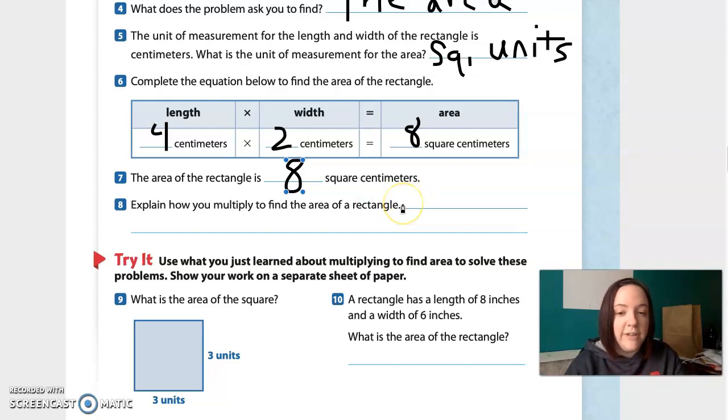Explain how you multiply to find the area of a rectangle. So let's explain that out loud. When we are multiplying to find the area of a rectangle, we are going to do what? Width times length, or length times width. It's going to be the same thing because they're the same two numbers and they equal the same. And then you're going to get your square centimeters. So that will be your area. In this case, 4 is the length, 2 is the width, 8 is the area.